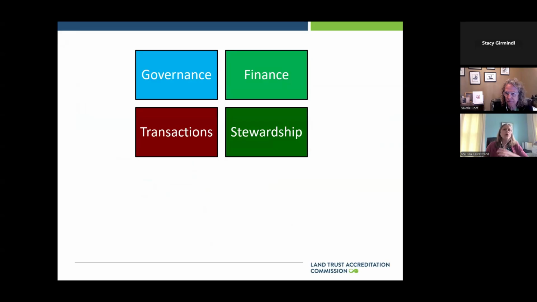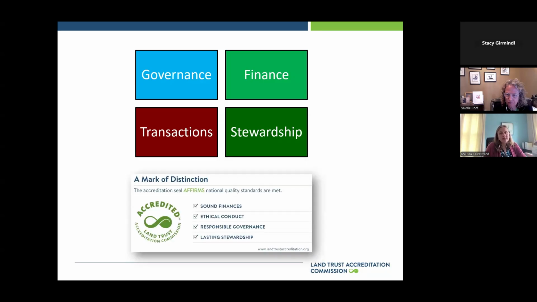In accreditation, we organize the requirements and documentation into 4 sections: governance, finance, transactions, and stewardship. It really helps to show we're not looking at isolated little pieces of what a land trust does, but that they connect together to show how a land trust has responsible governance, sound finances, solid transactions, and lasting stewardship.